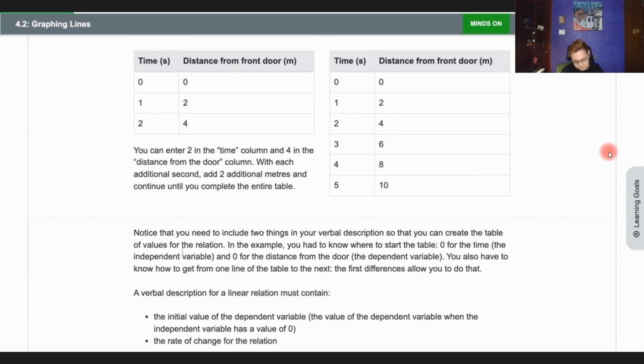Notice that you need to include 2 things in your verbal description so that you can create a table of values for the relation. In the example, you have to know where to start the table: 0 for the time, the independent variable, and 0 for the distance from the door, which is the dependent variable. Just remember that the y is always dependent on the x. Distance here depends on the time.